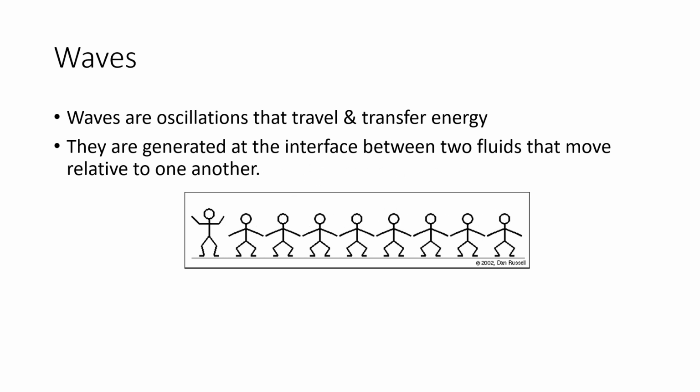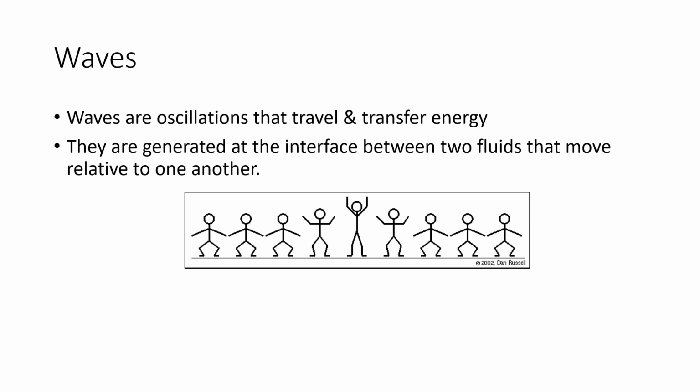Wave is the most important forcing which acts in the coastal environment. It is defined as oscillations that travel and transfer energy, as shown in this animation. Here we observe that the individuals involved in this human wave undergo only a repetitive action. However, as a result, we can see a wave being created, and the wave travels or propagates from one end to another.